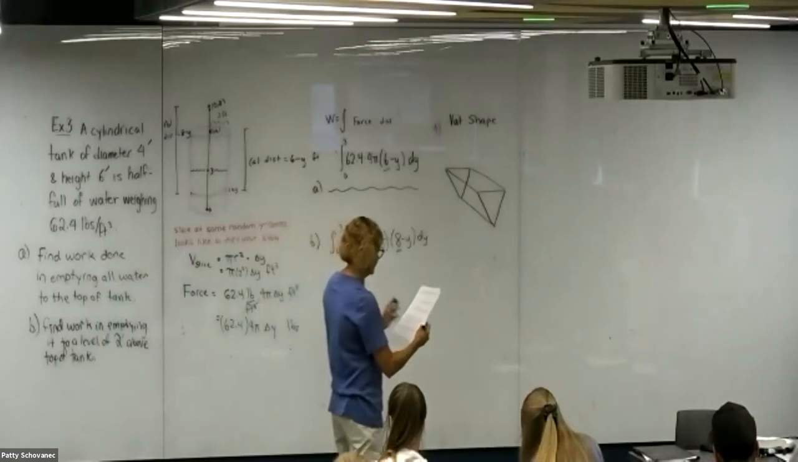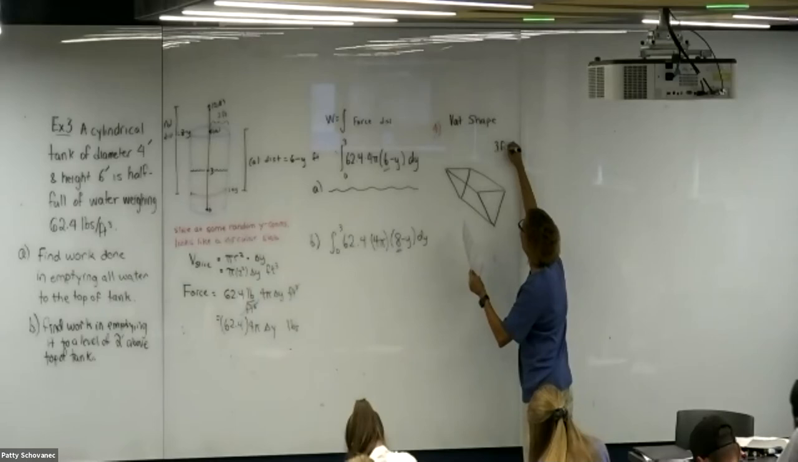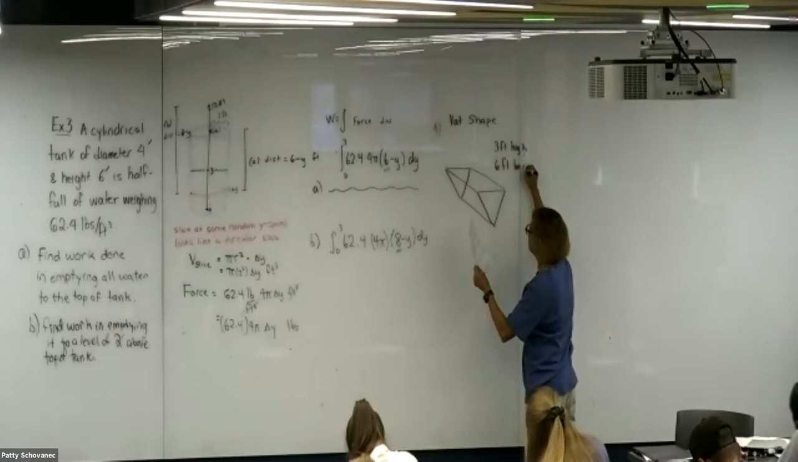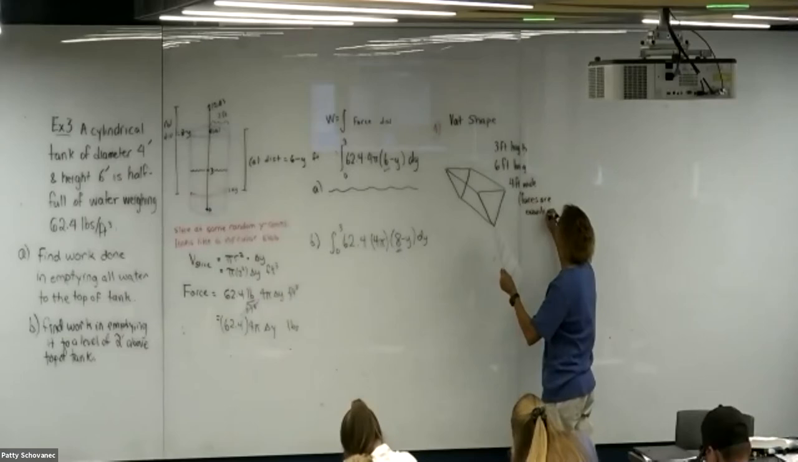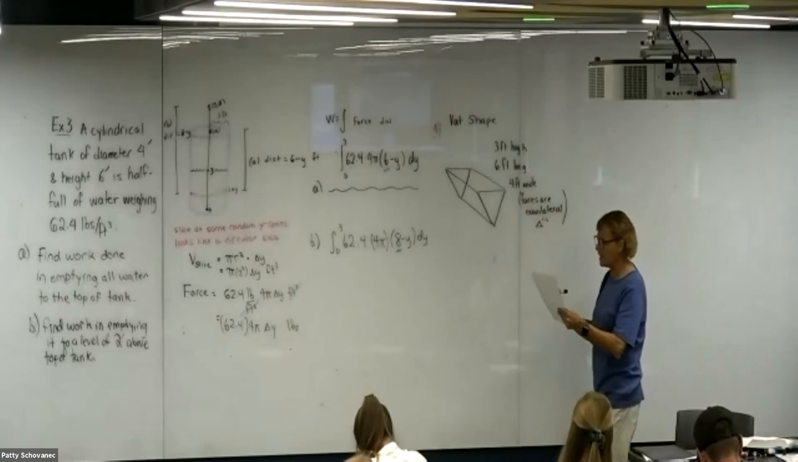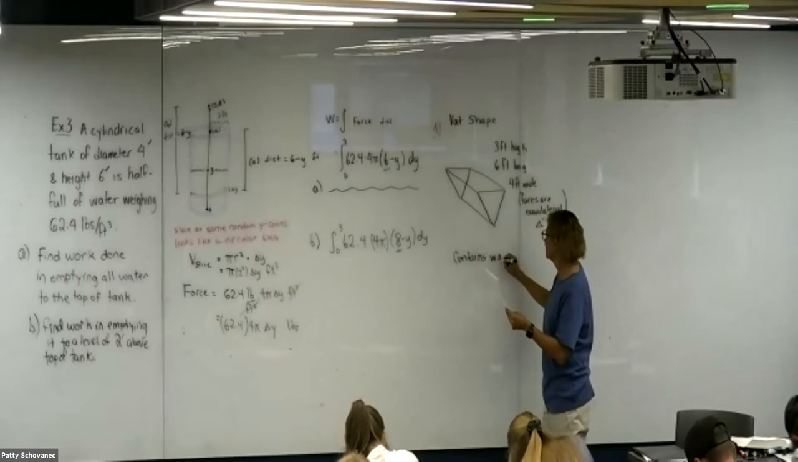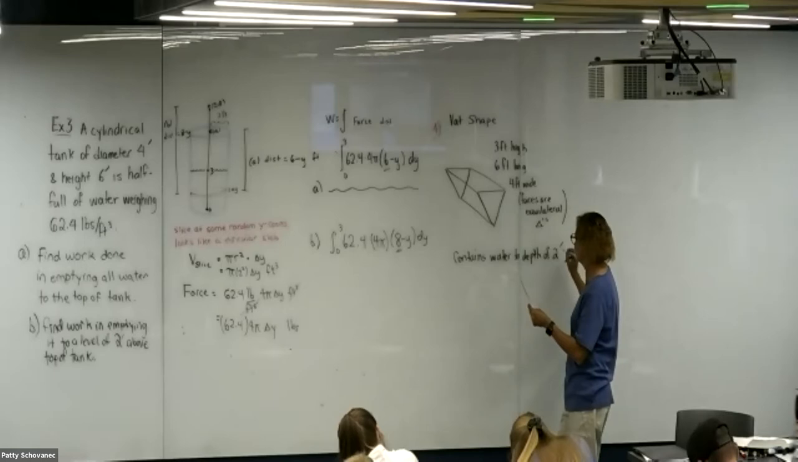I know the dimensions of it. The trough is 3 feet high. It is 6 feet long. And it is 4 feet wide. And those faces are equilateral triangles. It contains water to a depth of 2 feet. And I want to find the work required to pump this water to the top of the vat.